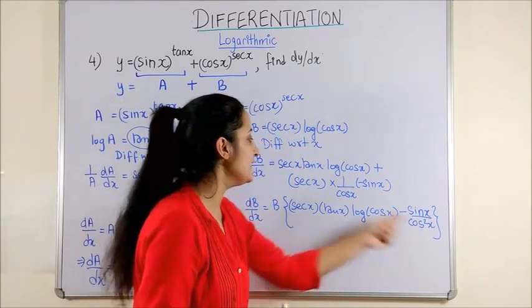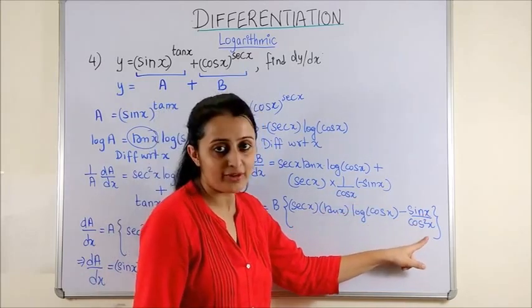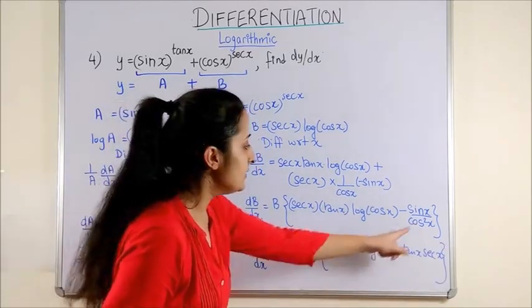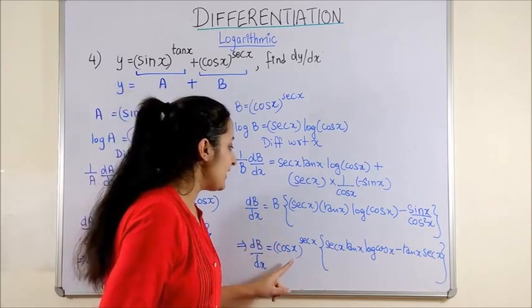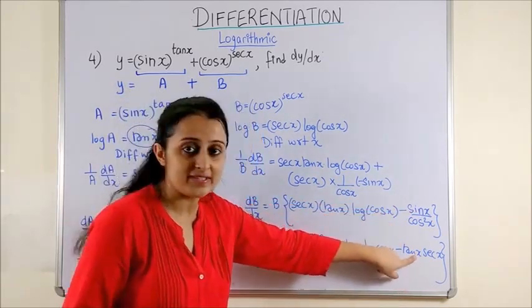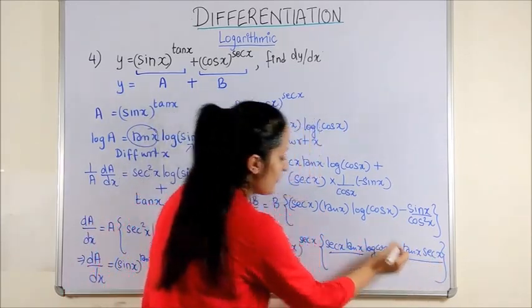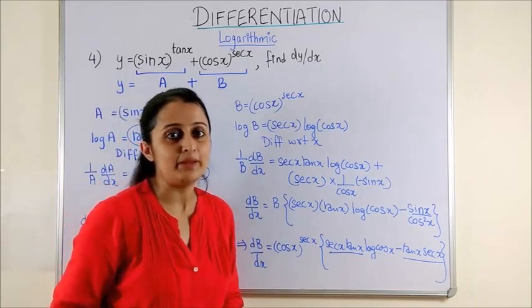if you write sec x as 1 over cos x, this is sin x upon cos square x. Further, on replacing back the value of B, this is what you get, and sin x by cos x gives us tan x into sec x. This term could be taken out common and you get your final dB by dx.